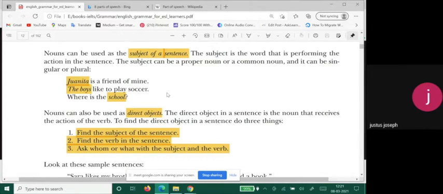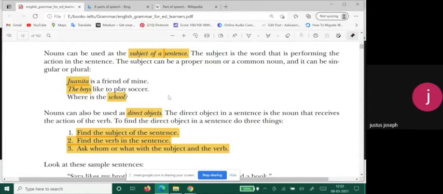Okay. Where is the school? Third sentence, where is the school? Who is the main Kadapatram? School. If you understand it like that, right? That is the subject, that is the noun. Okay? Okay. Now, here we are using the noun as a subject. Okay? Now, sometimes nouns can also be used as an object.